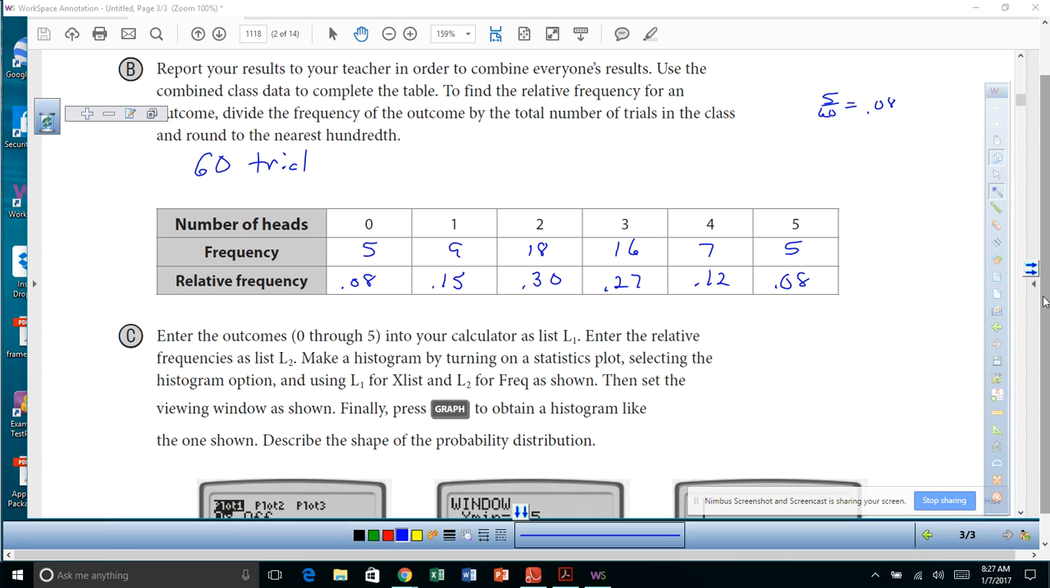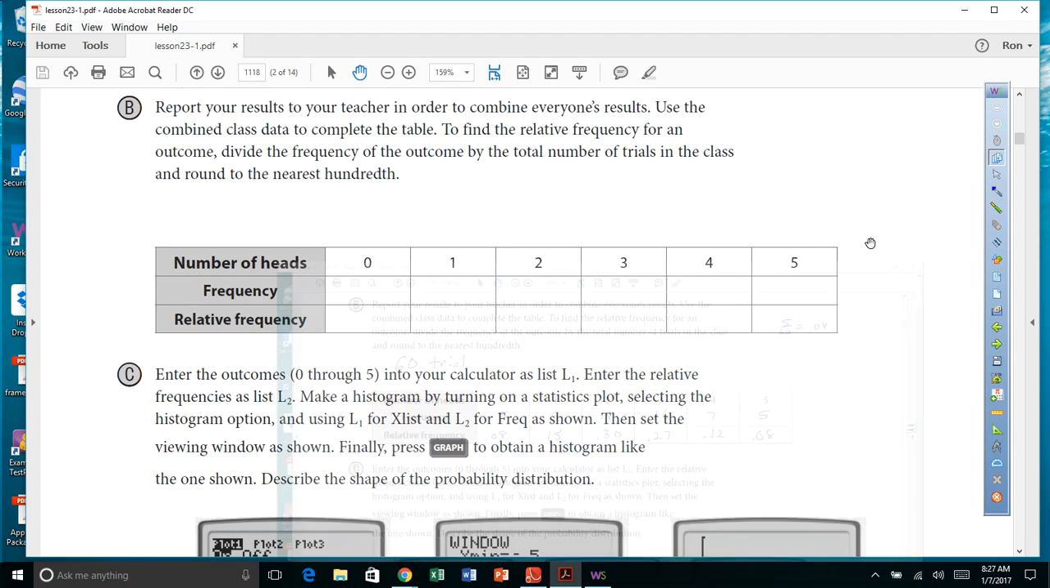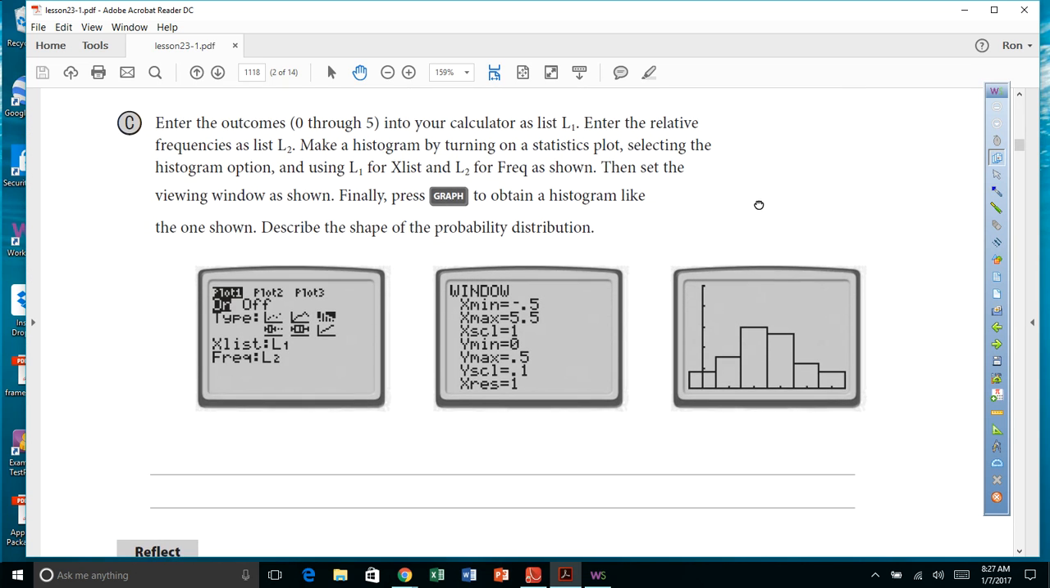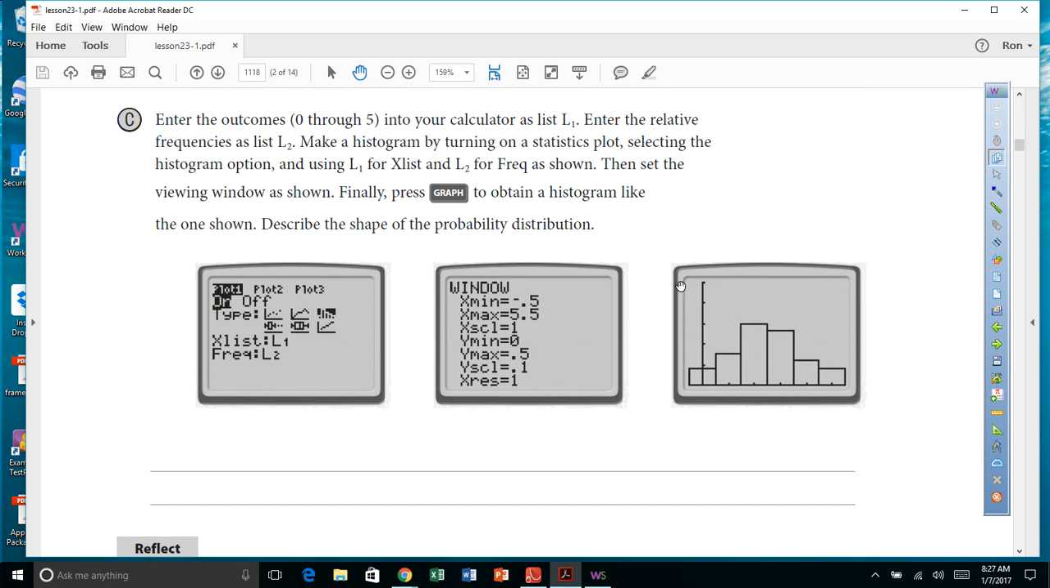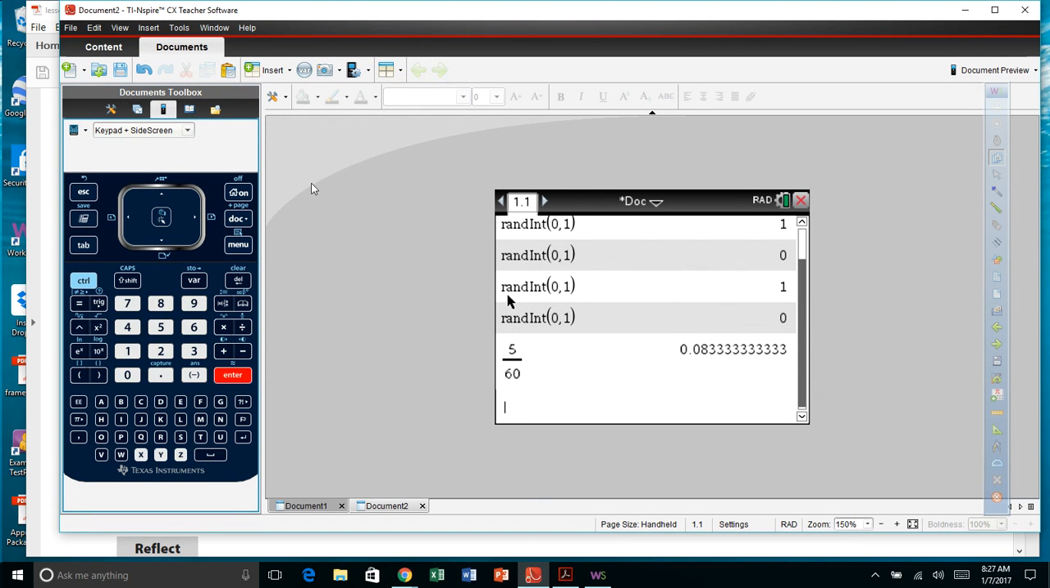Make a histogram. Okay, let's see here. All right. Selecting the histogram. Let's move this up here like this. Now, like I said, this is how to do it on an 83 or an 84. I'll show you how to do it in the Inspire.